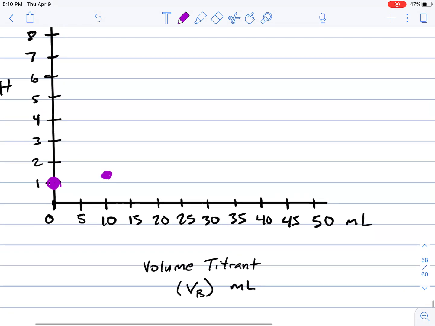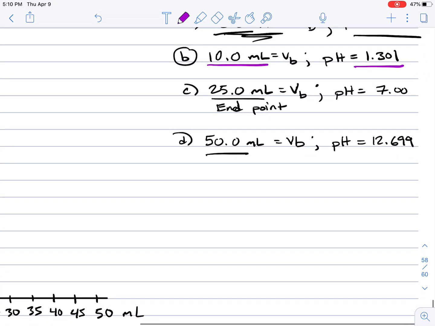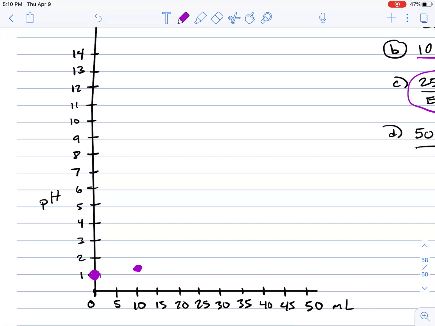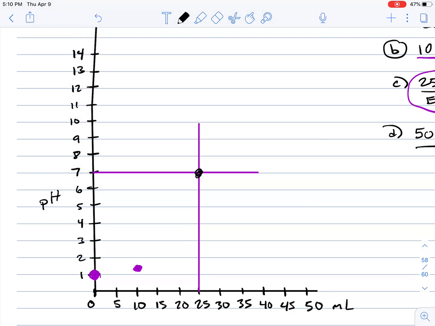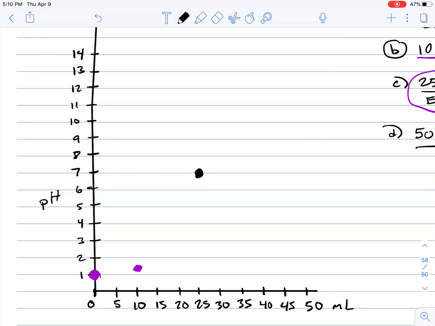It is a huge estimate, and that's okay. We're not being precise right now. We're just sketching the titration curve. The next one will be 25 mils, and that's 7. I think the best way for me is to use this feature. And so it's right here. Let me clean up. Okay, that's pretty good. So this is my endpoint right here.